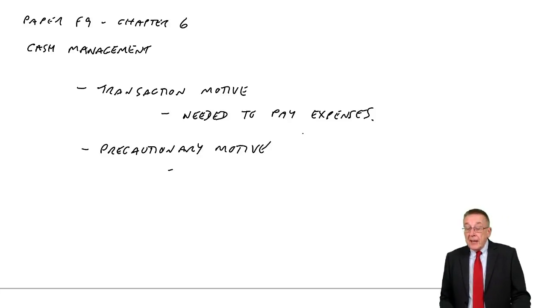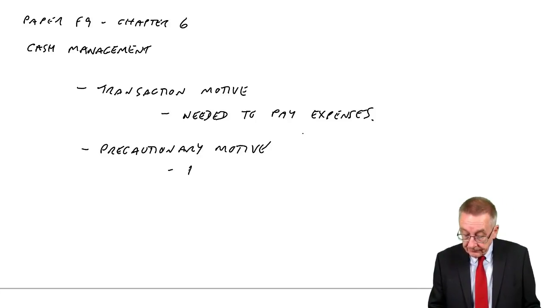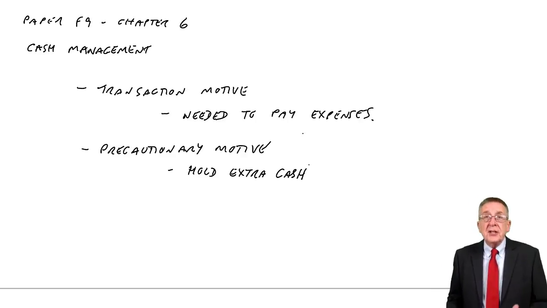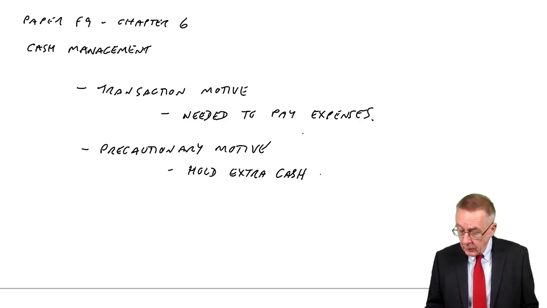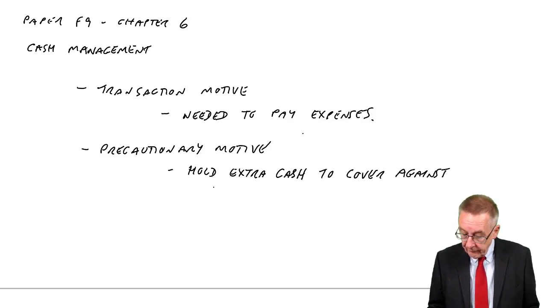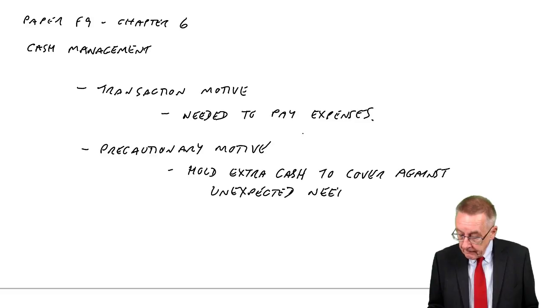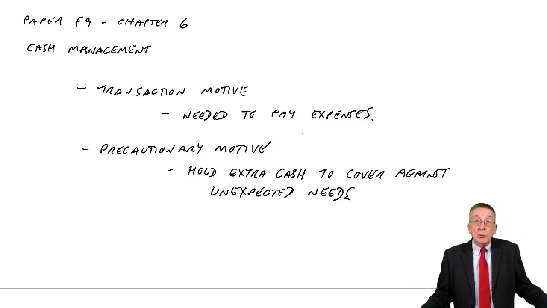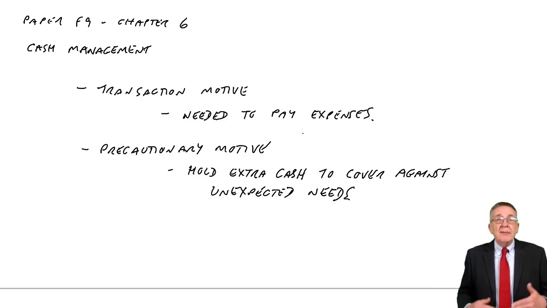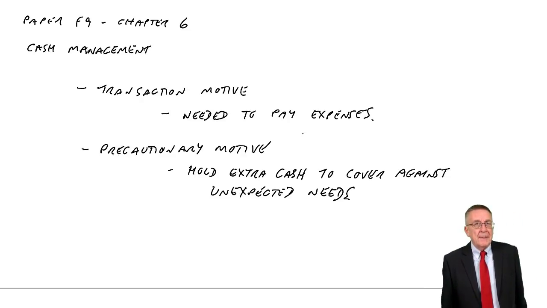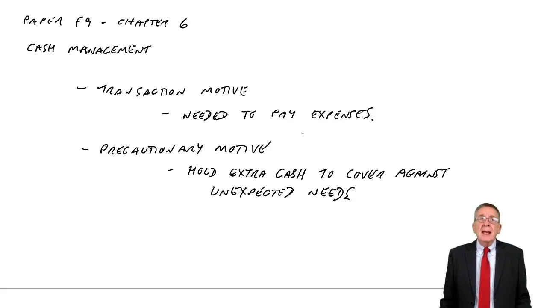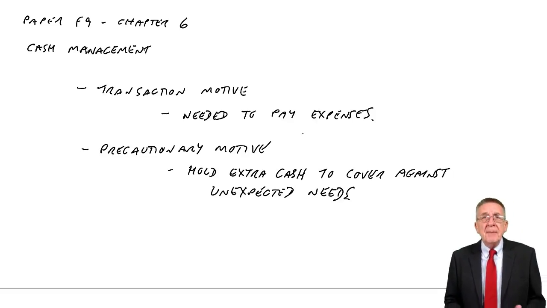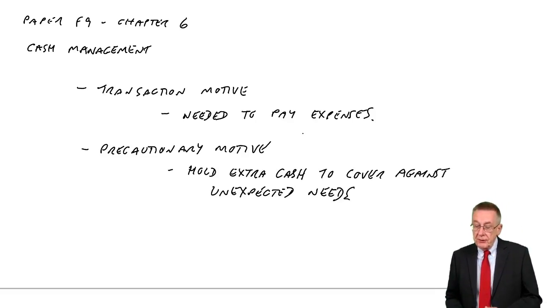The precautionary motive is where you hold extra cash to be safe and to cover against unexpected needs. I don't want to write too much here. There's no rule about how much, but if I've budgeted I need about £5,000 a week, then perhaps to be safe, I'll have an extra £1,000, I'll have £6,000. The extra £1,000, just this precautionary motive.